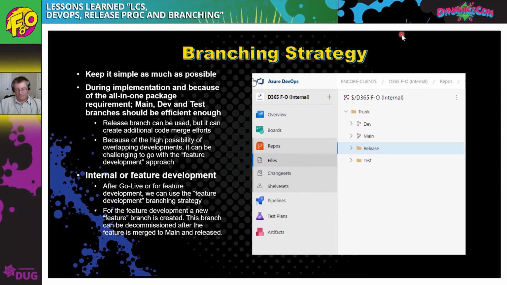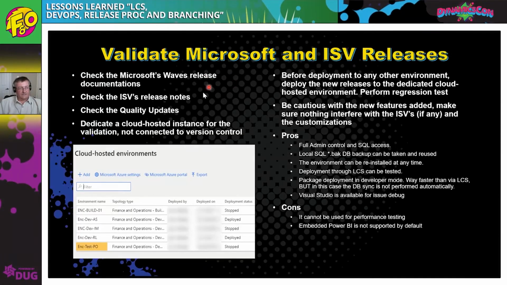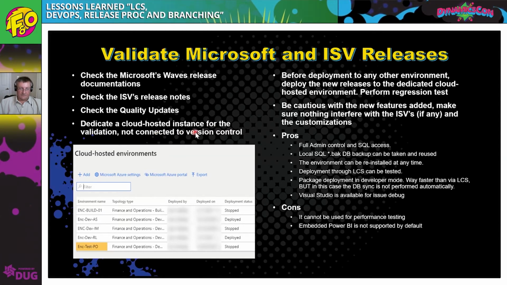So let's talk about how to validate Microsoft and ISV releases. Check the Microsoft Waves release documentation. It's public on the internet, a large documentation, but it lets us see what is upcoming for us. Also have a look at and check the ISV's release notes before we plan to take the actual new release. Check the quality updates. If you remember, it was on the details page of the actual environment. And what we found very useful: dedicate a cloud-hosted instance for the validation, not connected to version control.